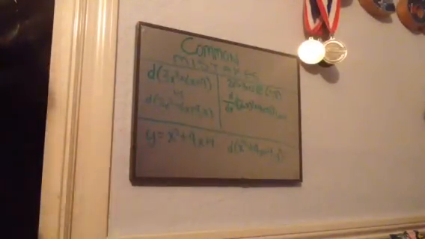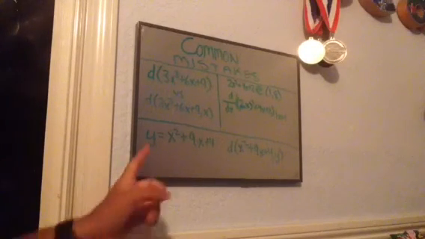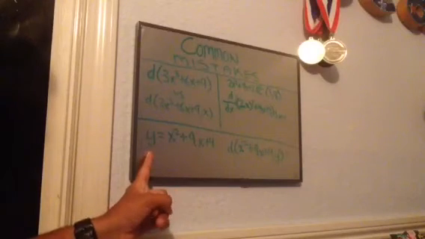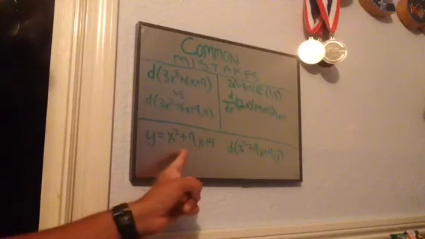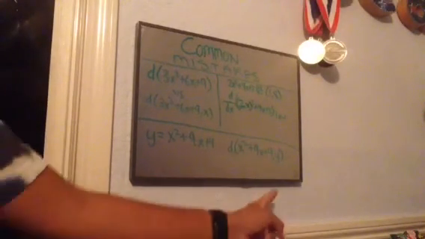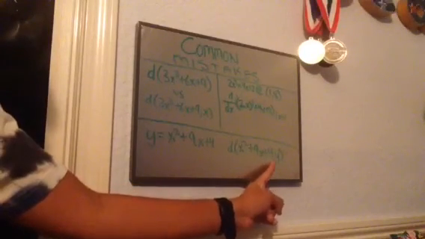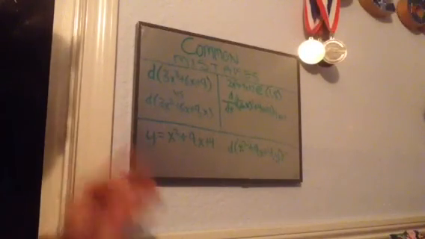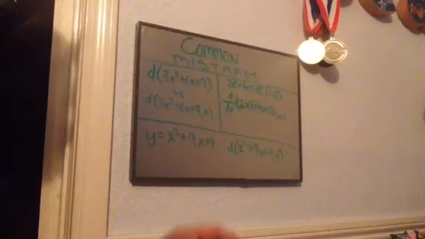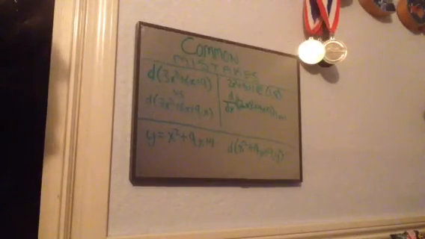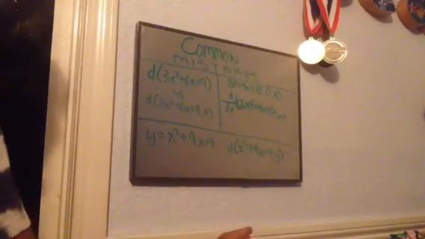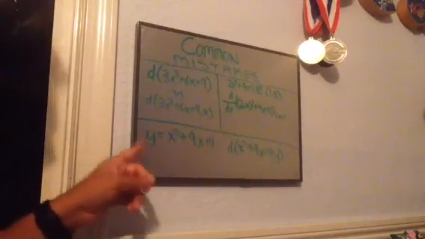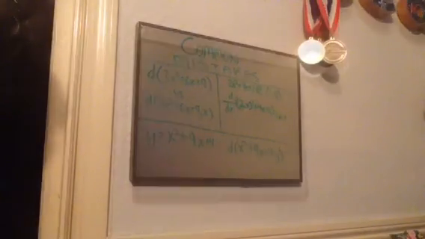The third mistake, and one of the biggest ones, is when people say, oh look, I'm solving for y here because it's y equals x squared plus 9x plus 4, and so they take y as their variable. So d of x squared plus 9x plus 4, comma y instead of comma x. We want to find the derivative with respect to x, even though it is y equals this function.